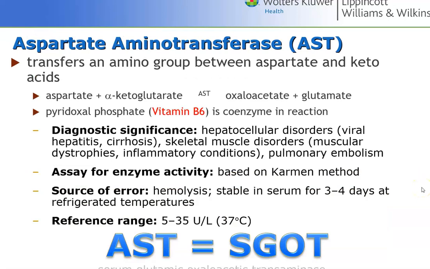Okay, so AST, aspartate aminotransferase, used to be called serum glutamic oxaloacetic transaminase, which was the SGOT. Some of the doctors still write SGOT and SGPT. SGPT is for ALT, but we're getting there. AST is widespread throughout the body. It's found in red cells, skeletal muscle, liver cells, a whole mess of different places.